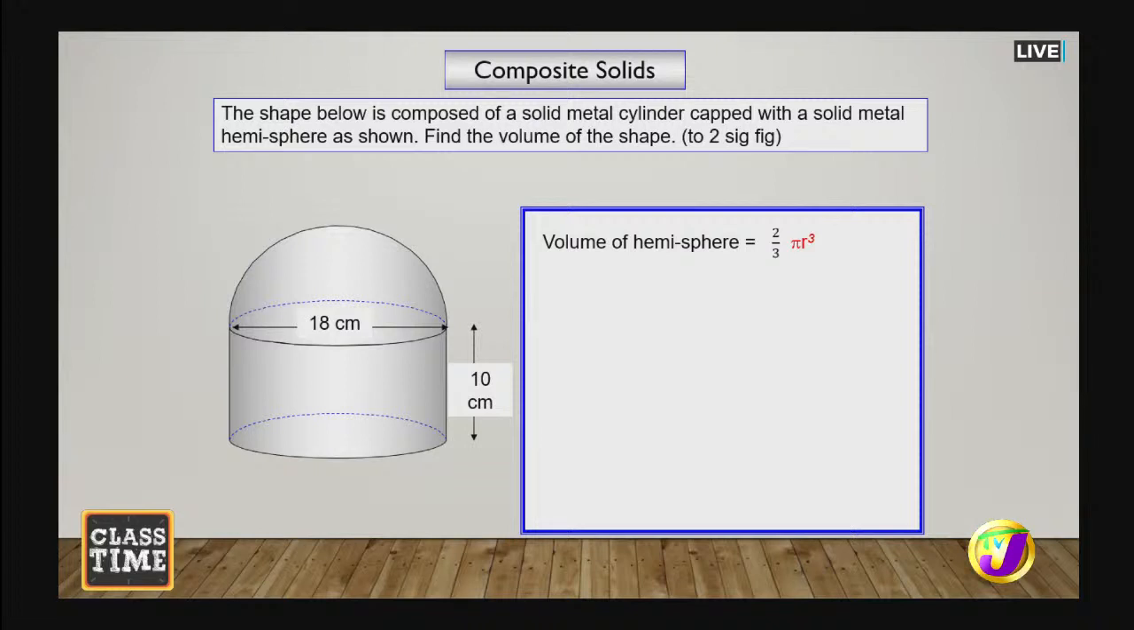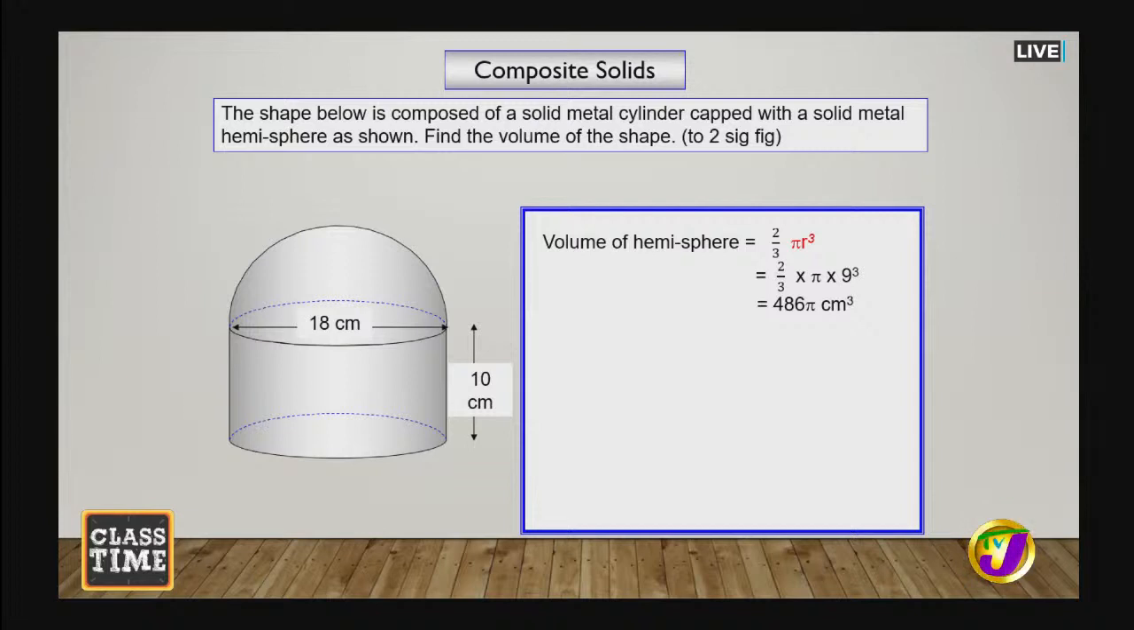2/3 pi r cubed. Now, notice our diameter is 18, and we need to use radius. So again, we're going to have to find the radius by dividing the diameter by 2, and that is going to be 9 for our radius. And then we substitute those values in the formula, and that would give us a volume of 486 pi cubic centimeters for the hemisphere.